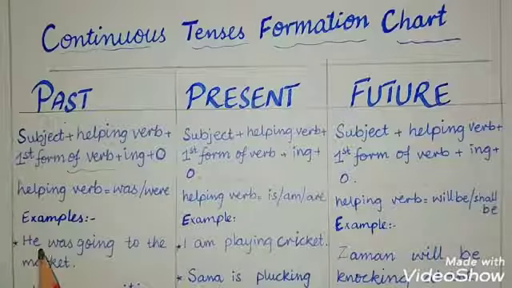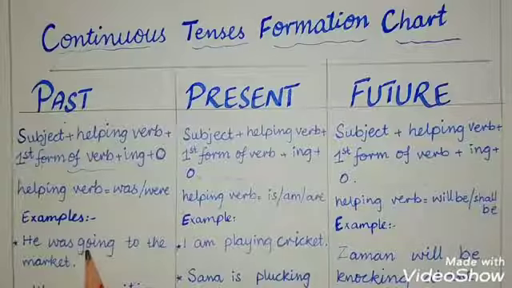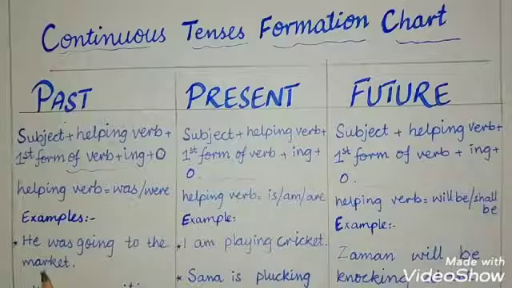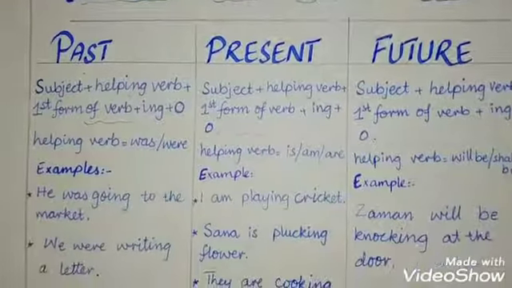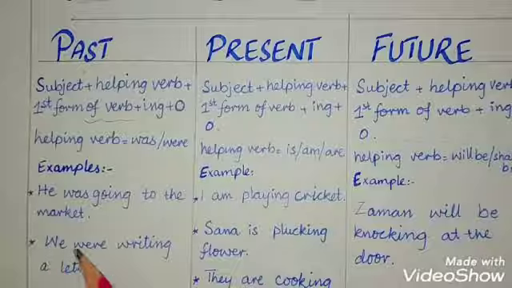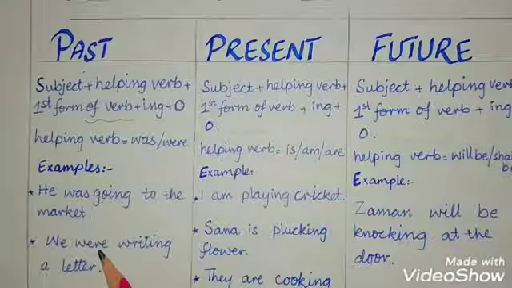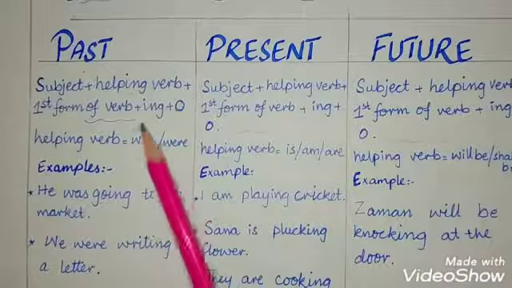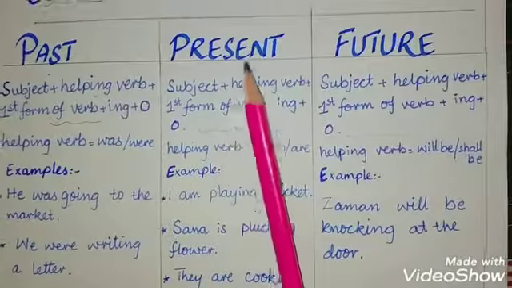For example, he was going to the market. In this sentence, he is the subject, was is the helping verb, go is the first form of verb and we add ing, and the market is the object. If we go with the helping verb were, we have the sentence: we were writing a letter. We is the subject, were is the helping verb, write is the first form of verb and we add ing according to the formation rule, and the letter is the object. Moving on, present continuous tense.